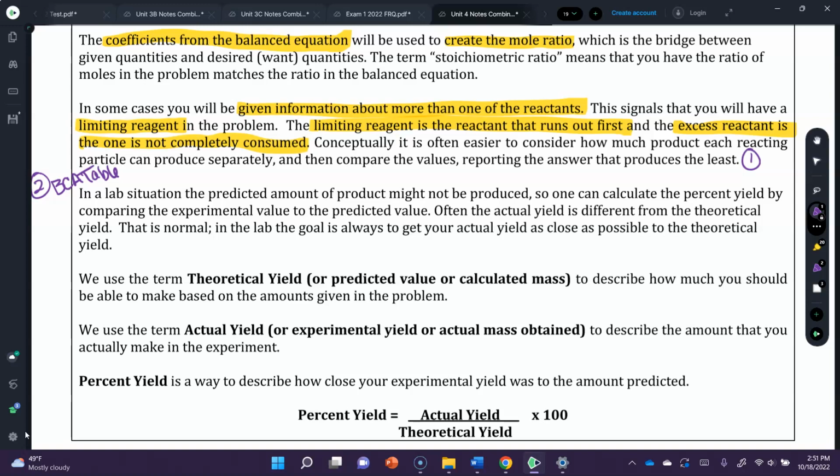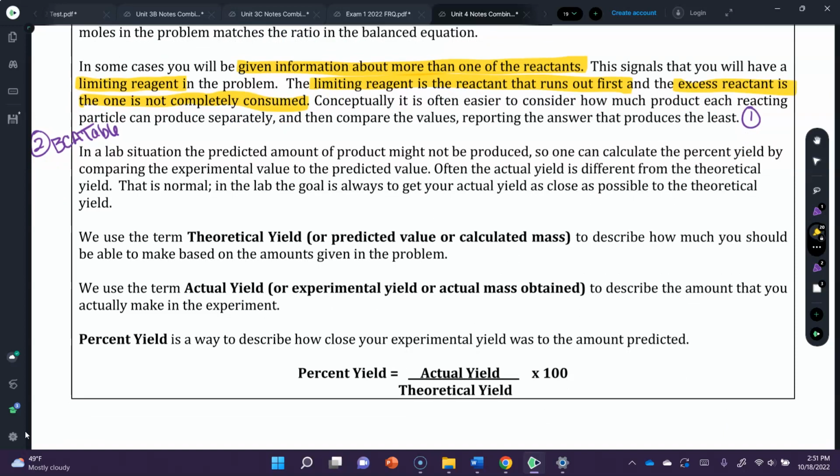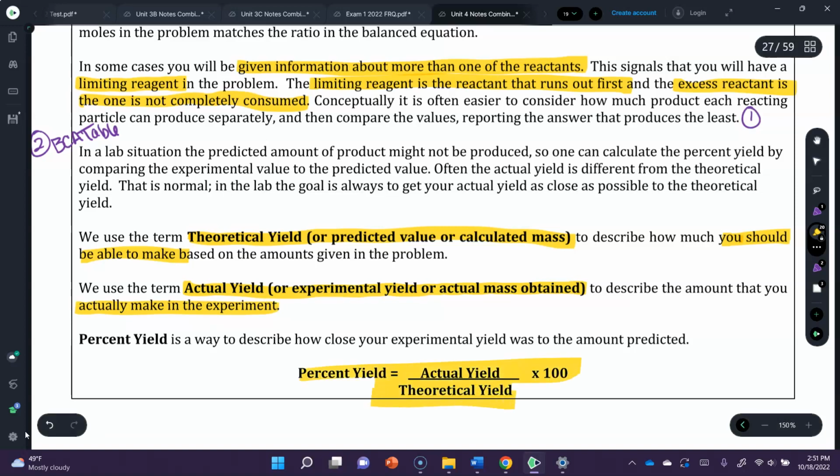In a lab situation, the predicted amount of product may not be produced, so one can calculate the percent yield by comparing the experimental value to the predicted value. Often, the actual yield is different from the theoretical yield. That is normal. In the lab, the goal is always to get your actual yield as close as possible to the theoretical yield. We use the term theoretical yield, or predicted or calculated, to describe how much you should be able to make in the reaction. We use the term actual or experimental or actual mass obtained to describe the amount you actually make in the experiment. Percent yield is a way to compare the two, and we use this equation to do that.